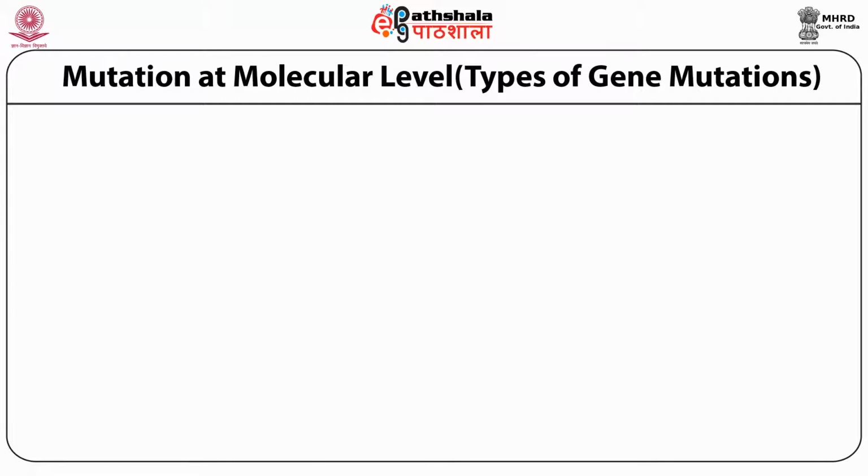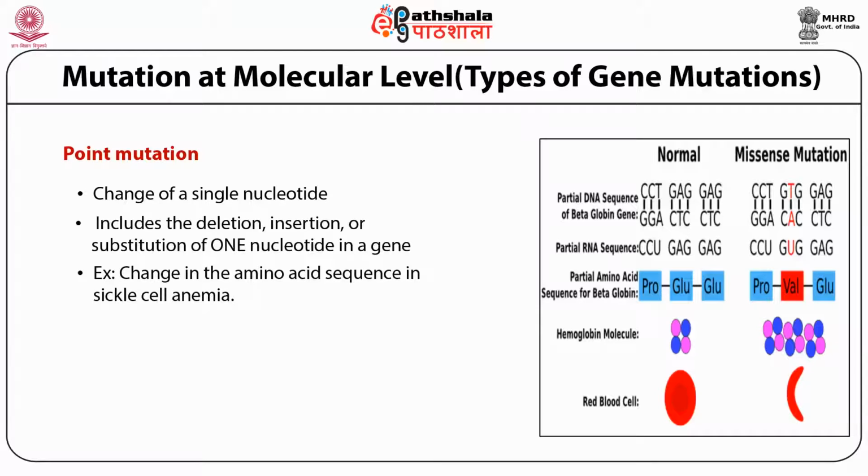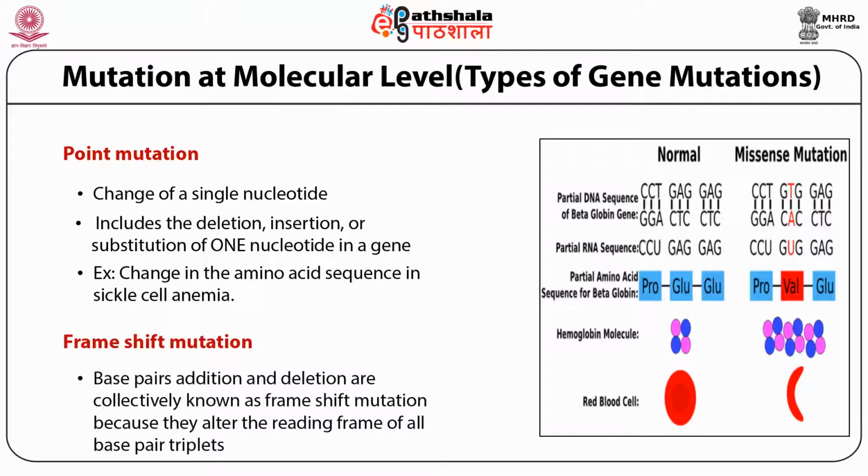So let's revise once again the two important types of mutations, point mutation and frame shift mutation. In case of a point mutation, there is a change of a single nucleotide base. This change can result in deletion, insertion, or substitution of one nucleotide in a gene. In case of a frame shift mutation, a base pair addition or deletion happens. This addition or deletion changes the entire frame of reading the codon.